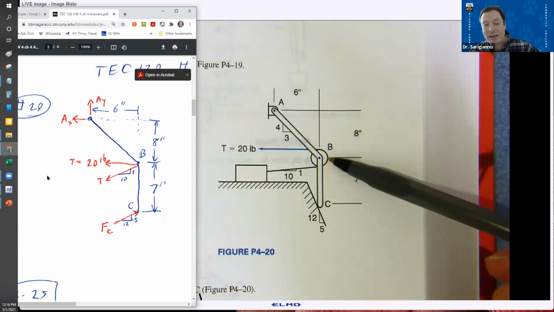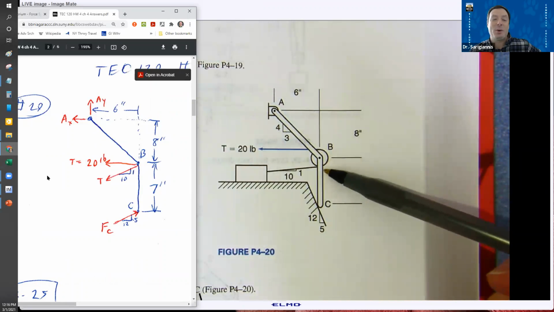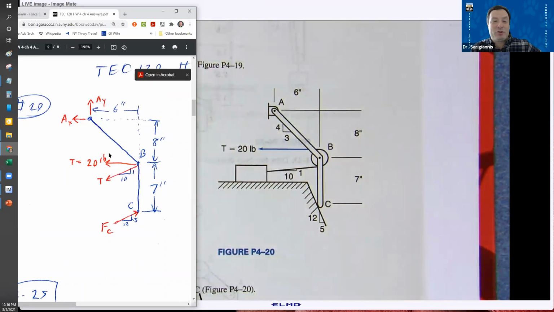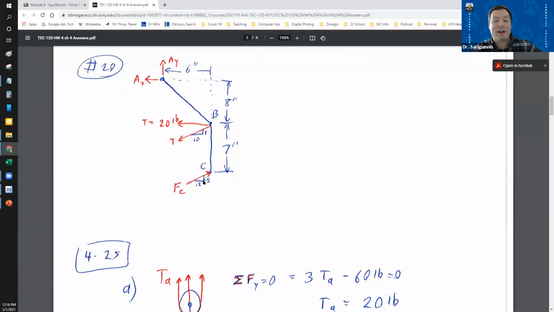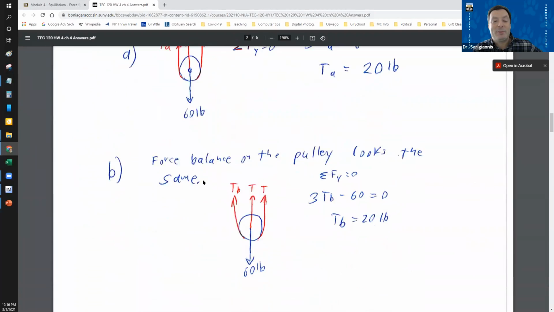The tension at B. Again, no information was given about the pulley, but if people drew them that way, that's fine. 20 pounds horizontally. And T is the same, right? T is 20 pounds, T is 20 pounds here. Notice the slope, 1 to 10. And then here at point C, I've got a force acting perpendicular to the surface at a slope of 5/12. And I think that covered the free body diagrams.